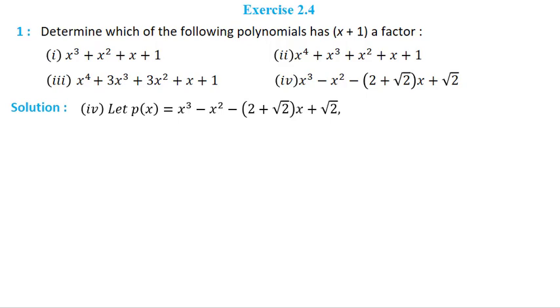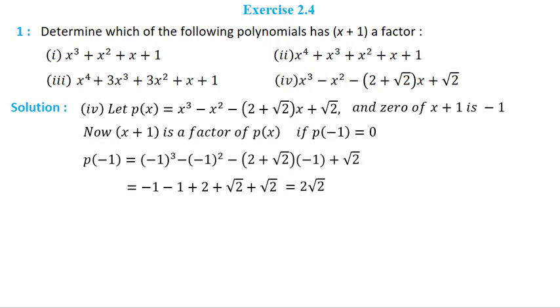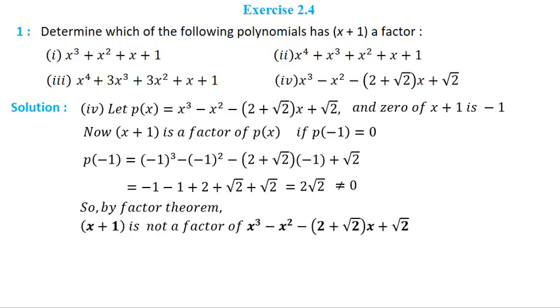x cube minus x square minus (2 plus root 2) times x plus root 2. So here again we will find p(-1) because we have to check whether x plus 1 is a factor or not. So we find p(-1). This gives me the answer as 2 root 2. This is not equal to 0. So I will say that by factor theorem x plus 1 is not a factor of x cube minus x square minus (2 plus root 2) times x plus root 2. So this is how we are using the factor theorem. This is one type of problem where we are utilizing the factor theorem.